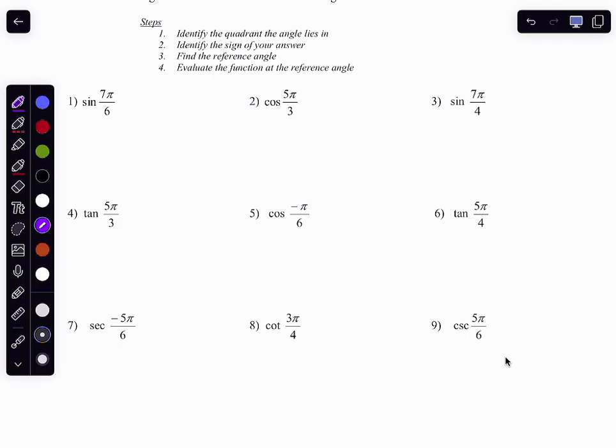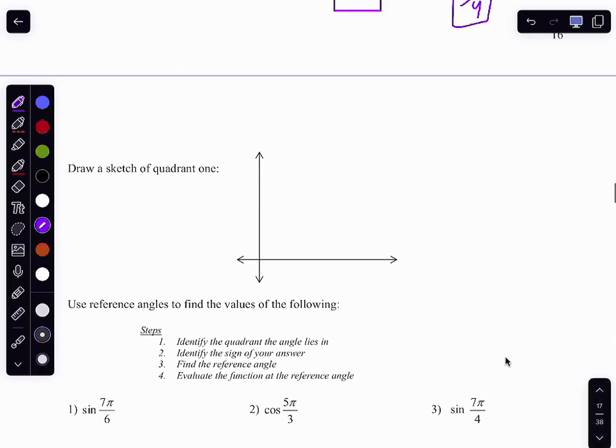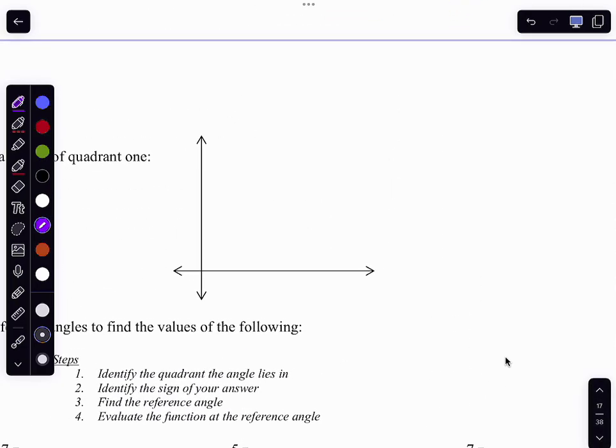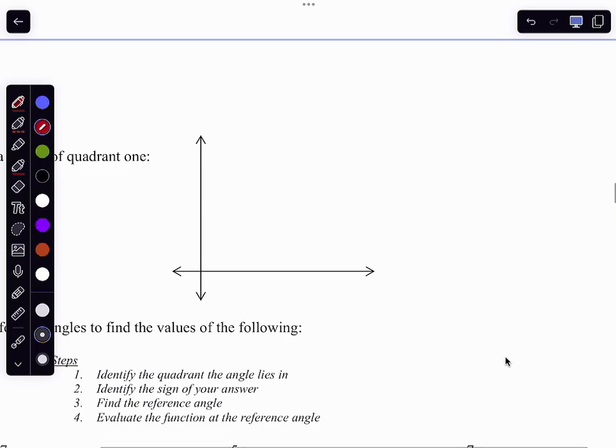Some of these are going to be quicker than others, but we're going to draw quadrant 1. On the quiz that you're going to take next, I want you to draw quadrant 1. Okay? Eventually, you might be able to do these without drawing anything. But I think it's a good idea when you're doing your homework and your review and your quiz to draw quadrant 1. So we're going to draw quadrant 1.